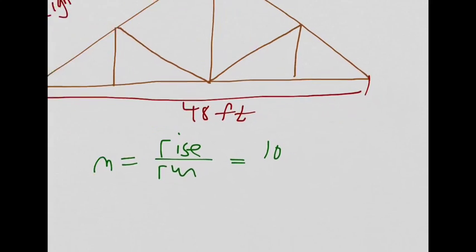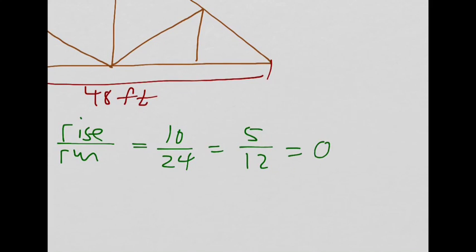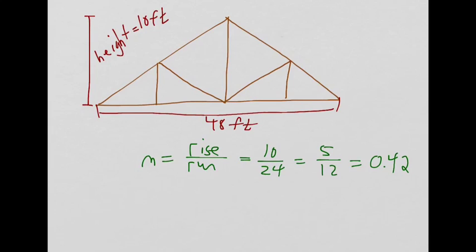Okay, so the slope would be 10 over 24. Reduce that fraction to, what do we do? Divide by 2, so that's 5 over 12. As a decimal, that's what? Give me 2 decimal places. 0.42. Right? So this gives you an idea of the slope of that roof. Is it a steep roof? No, it doesn't look like it. Maybe in reality it'd be a little steeper, but that looks like a pretty standard size of a roof.